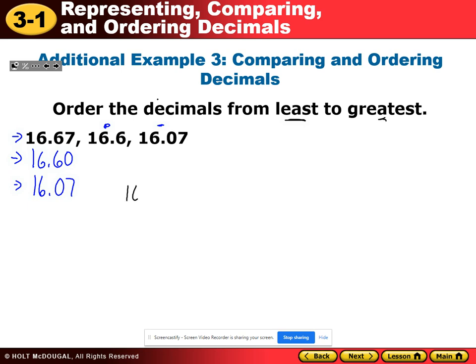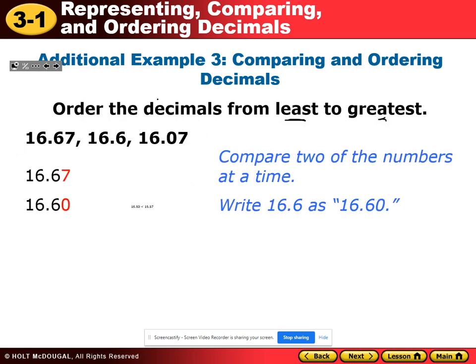So 1,607, that would be the smallest or the least. Then 1,660, that would be the next least. And then 1,667 would be there. The way that we can know that is we looked at them as if they were regular numbers without decimals. When we put all our placeholders in there, like that 0, we could easily see the order they go in. Line them up, then order them.